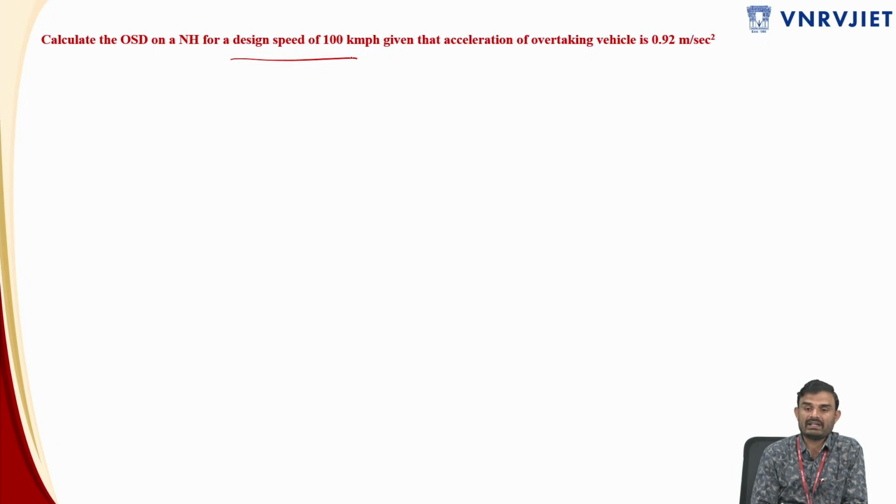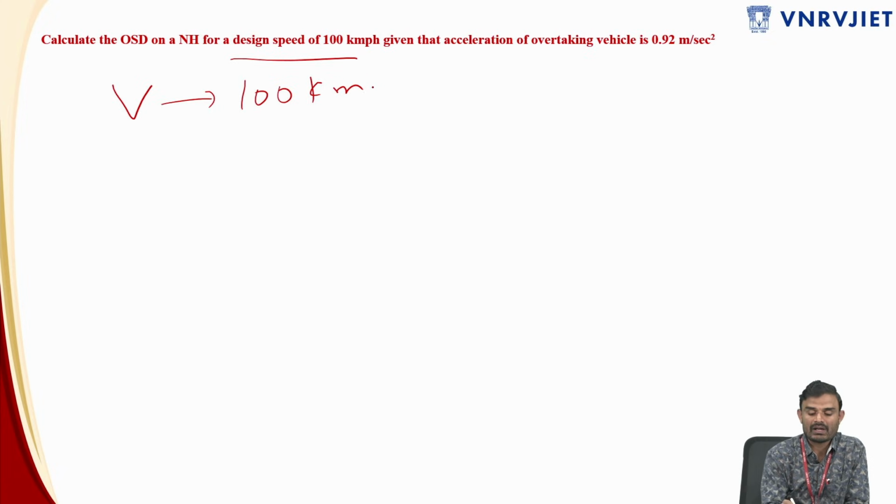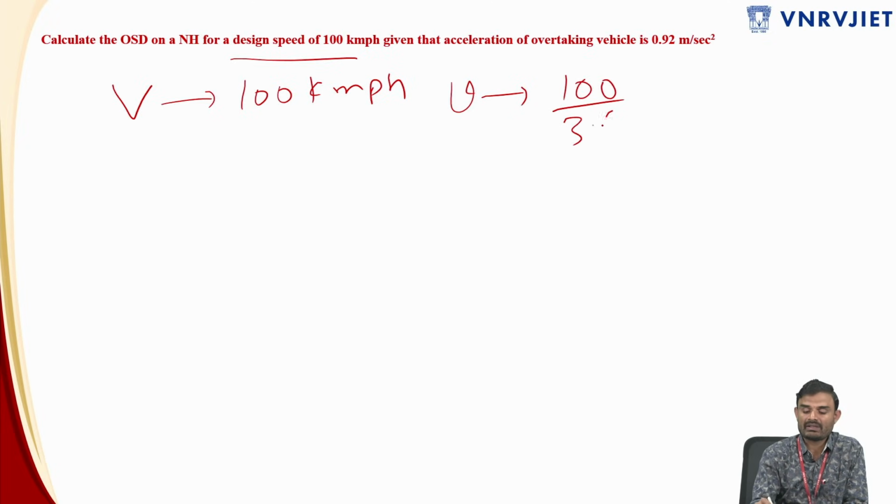We have to take the speed as the design speed, given in kilometers per hour, which is capital V, 100 kmph. We have derived the formulas in terms of small v, which is in meters per second. So we have to convert the speeds. I think you are familiar with this conversion. Capital V becomes small v if you divide 100 kmph by 3.6. That is very easy.